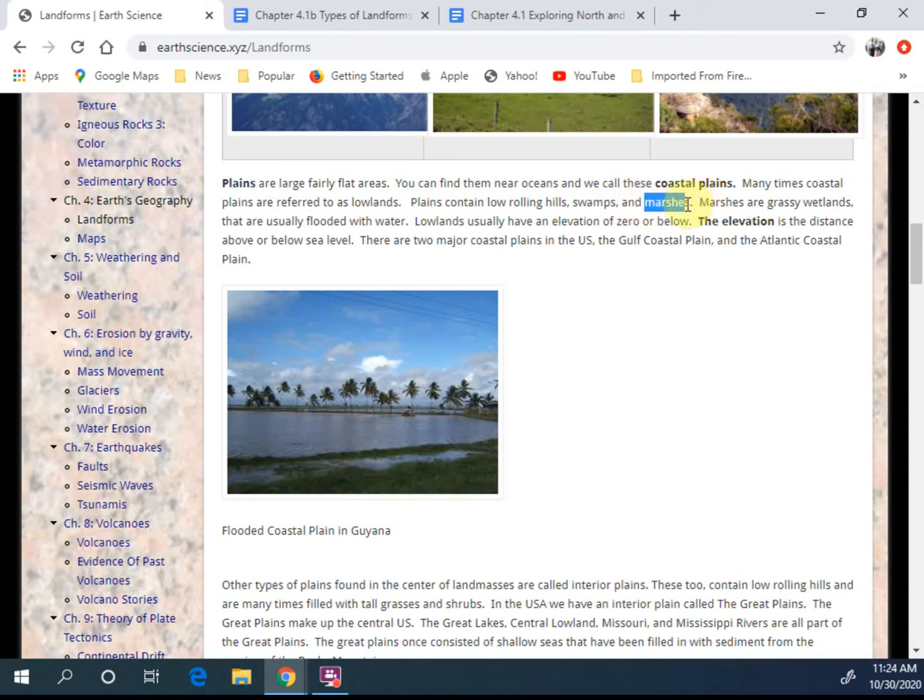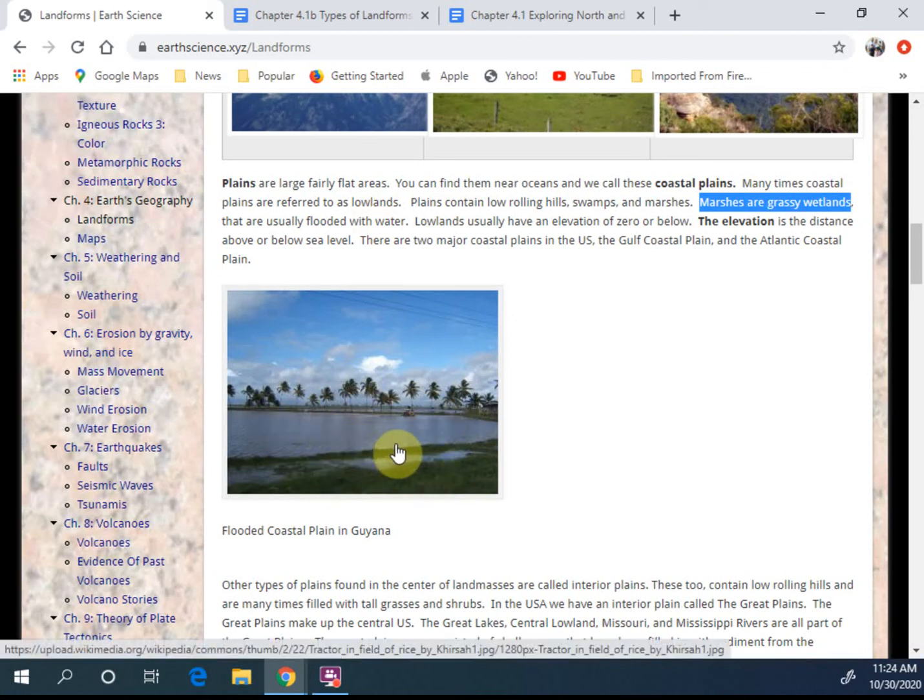If you don't know what marshes are, they're grassy wetlands that are usually flooded with water. This is an example of a flooded coastal plain, as a reference. Wetlands are different than swamps, though, okay? Right here, these are different. This is mud-based, this is grass-based, okay?